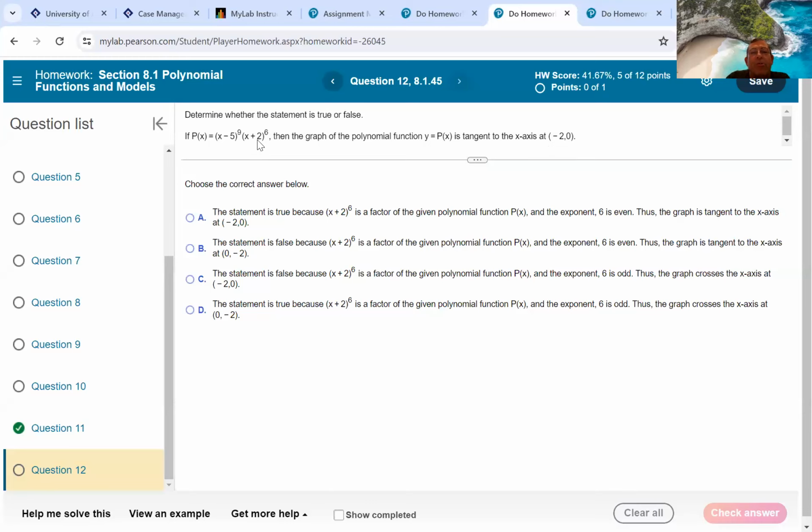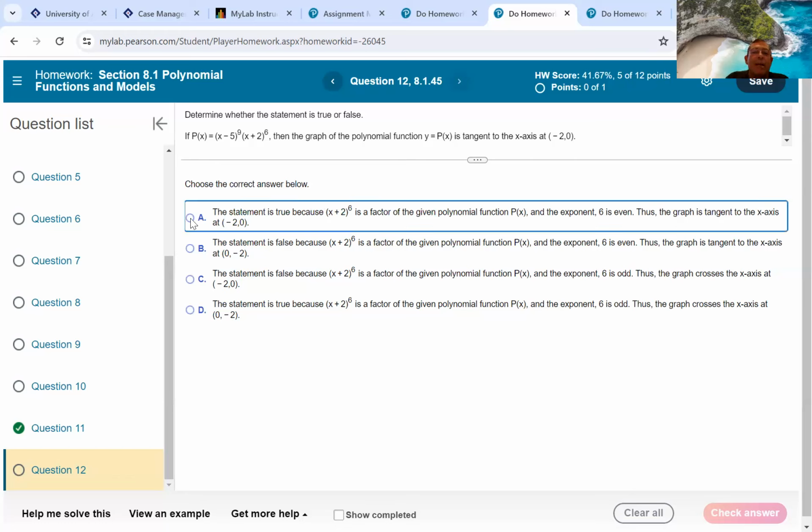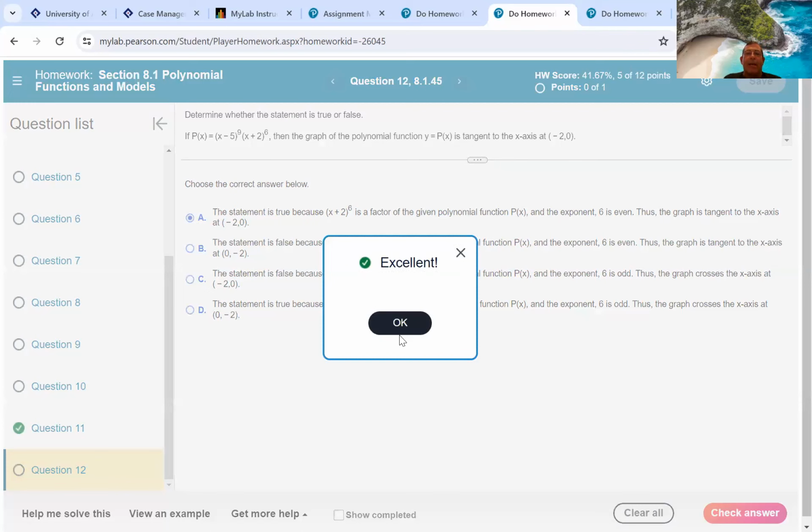So between the two true ones, look what they're doing. So A is true and the exponent 6 is even. That's what we said. But if you look at D, they got true, but look at what they did. They said the exponent 6 is odd. So they'll give you 2 true, 2 false, one with the right exponent, one with the wrong exponent, okay? All right, y'all, then you check that and be done.